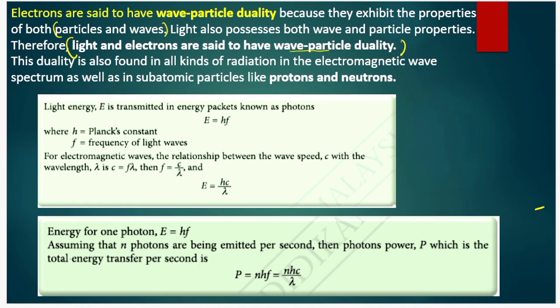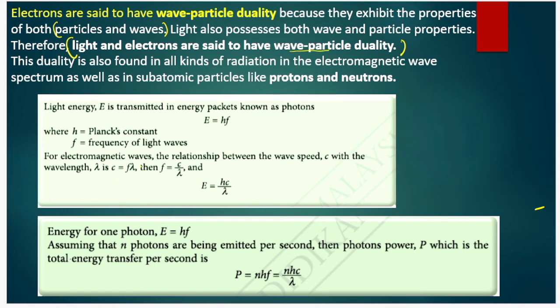Because the energy of light is in the form of discrete energy packets, we can count the photons as 1, 2, 3, 4 and so on, which are discrete values. Assuming that n photons are being emitted per second, the photon power P, which is the total energy transferred per second, is P equals nhf equals nhc divided by lambda. Thus we get one more formula, power equals nhc divided by lambda.